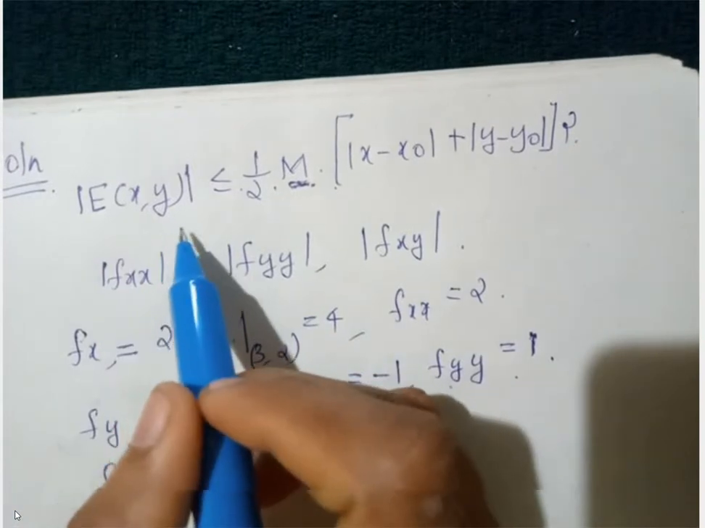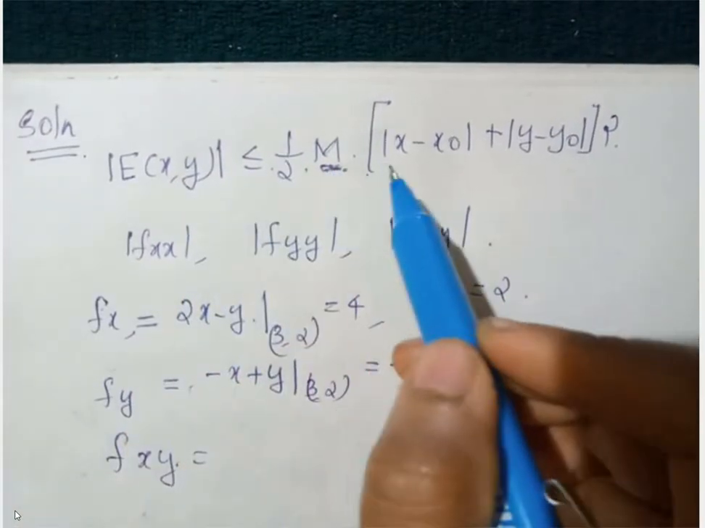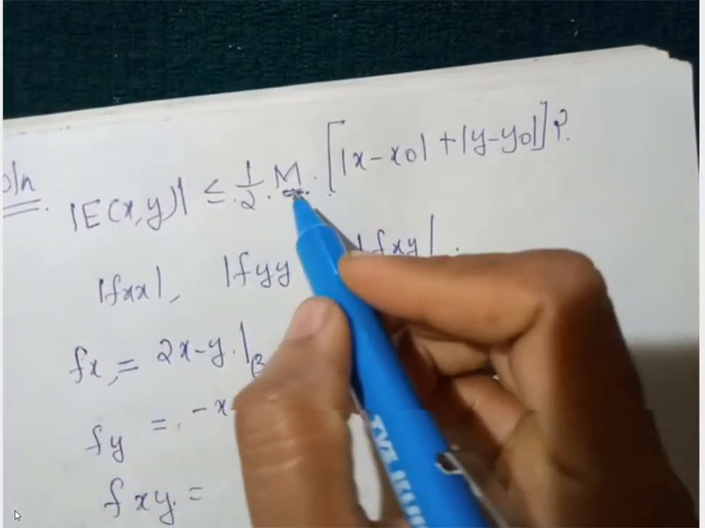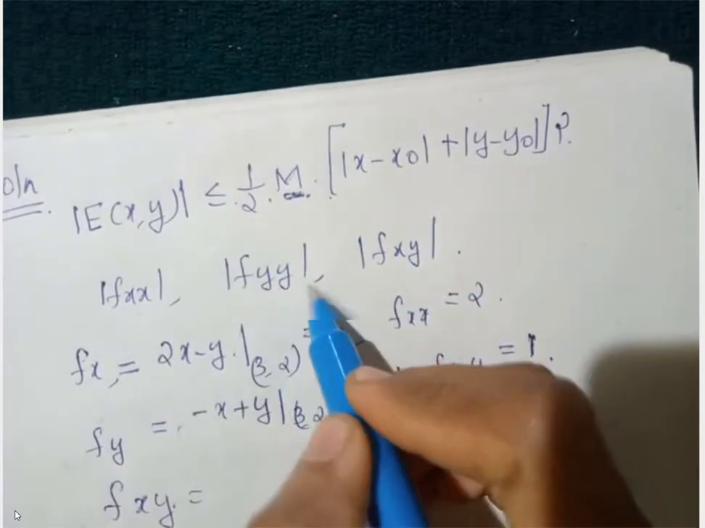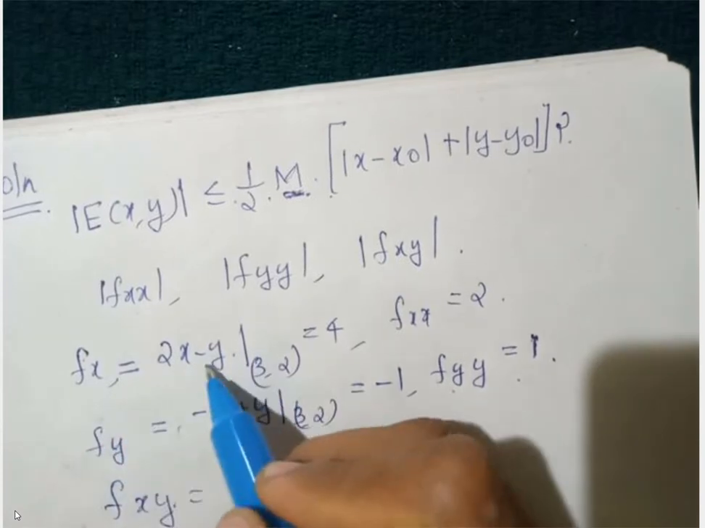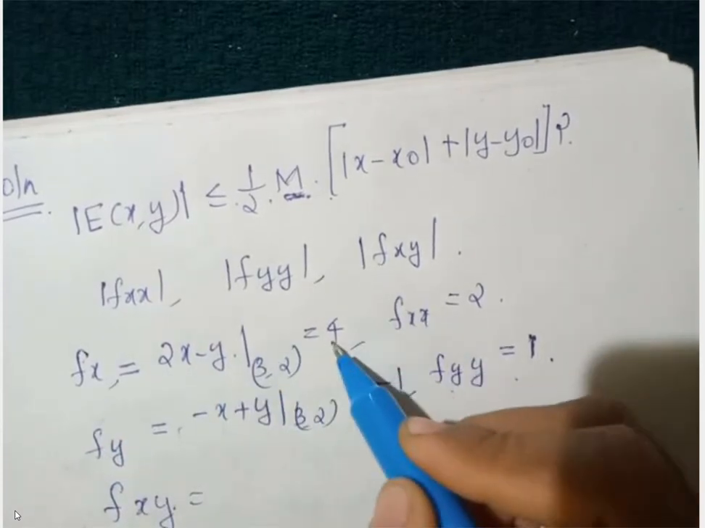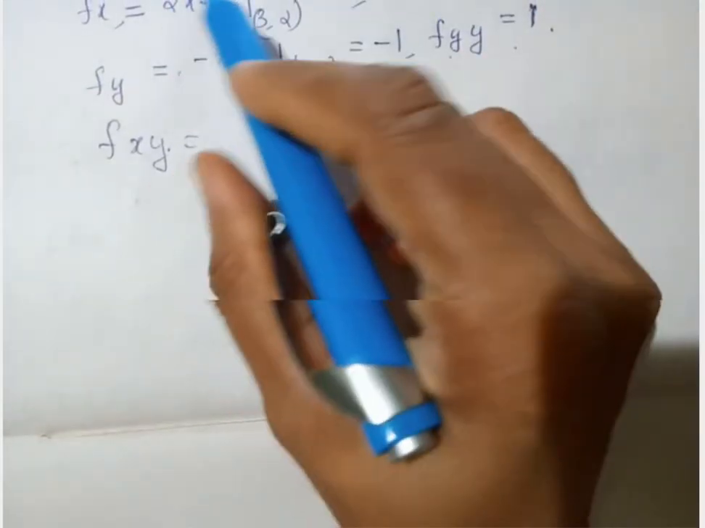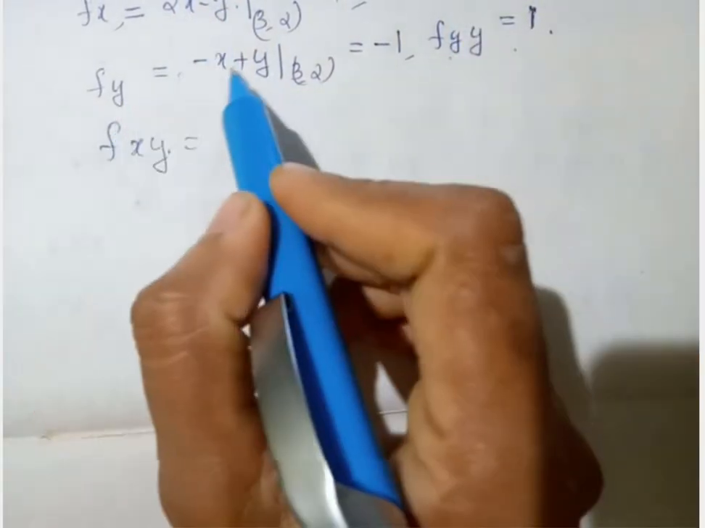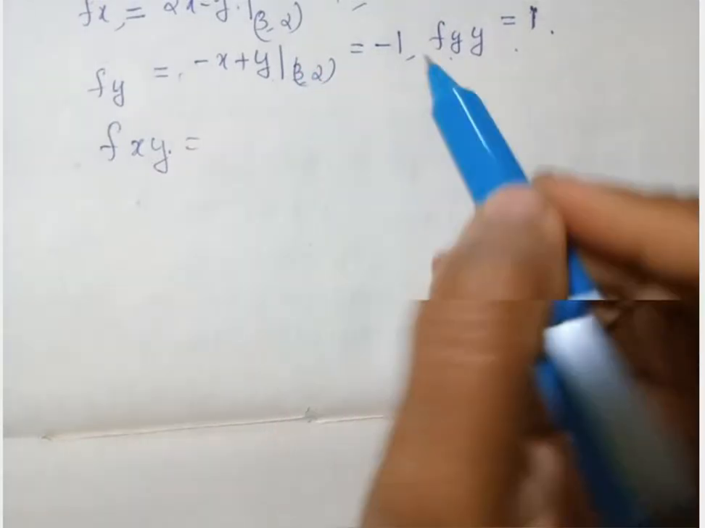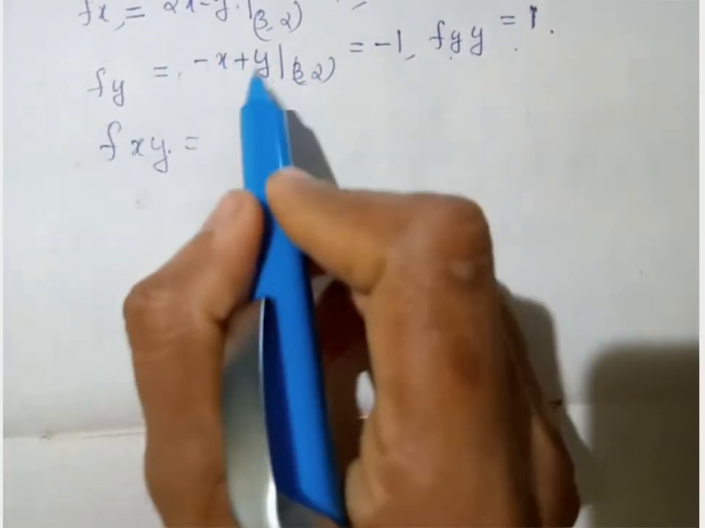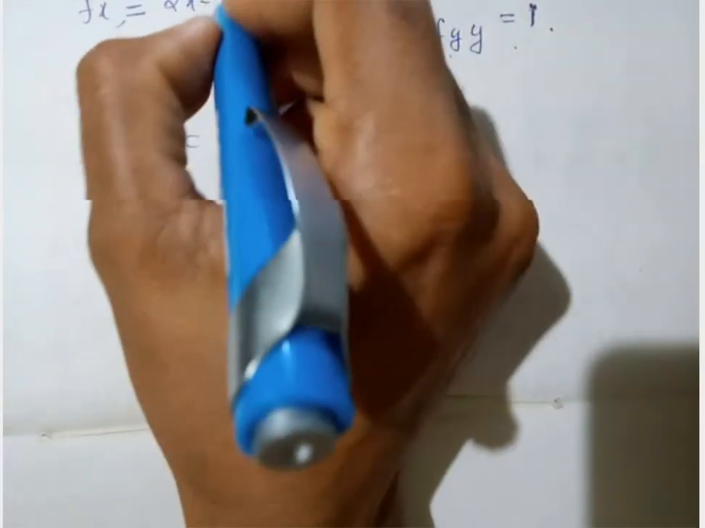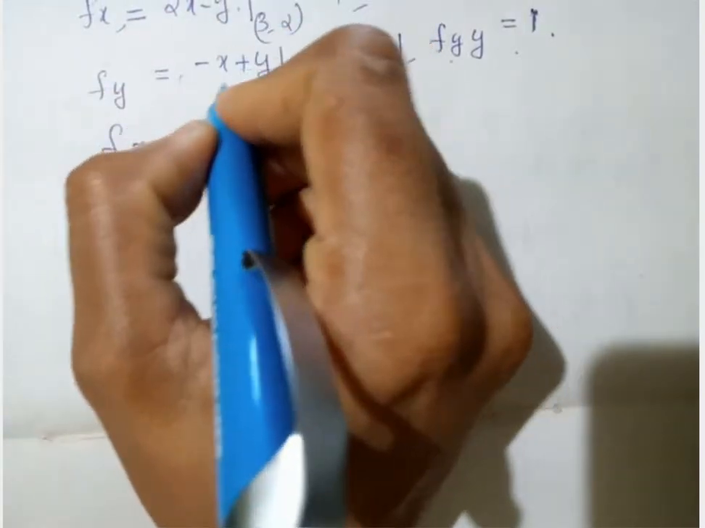E(x,y) ≤ (1/2) M (|x − x0| + |y − y0|)². Here M is the upper bound for |fxx|, |fyy|, |fxy|. Here fx = 2x − y, which at the point (3,2) equals 4, and fxx, the derivative of this with respect to x, is 2. fy = −x + y, and at the point (3,2) the value is −1. fyy, the derivative with respect to y, is 1. fxy, differentiating fy with respect to x, is −1.